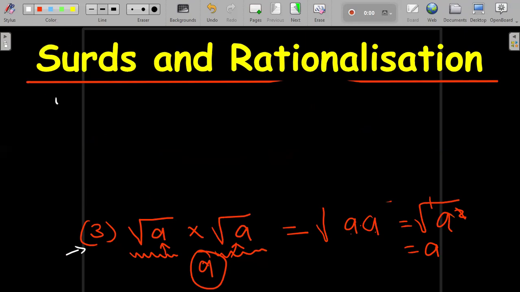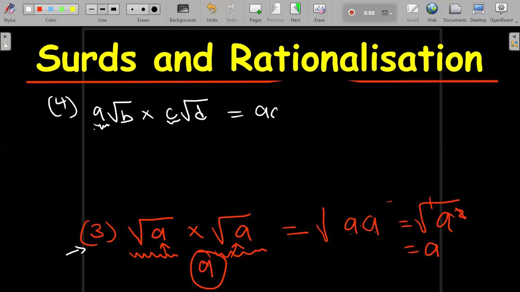Okay, so we're going to say number 4. If you have surds, let's say I have a multiplied by the root of b, and then multiplied by c, and then the root of d, like that. How can we simplify this? We're going to multiply the numbers without the roots first, so it will be a multiplied by c.